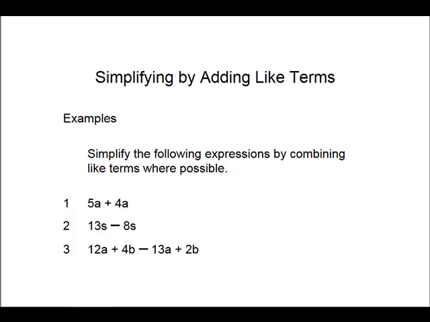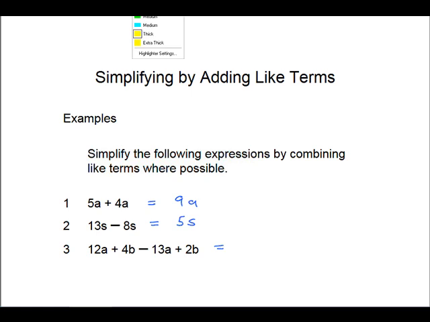So one of the important things we can do is combine like terms. We've got a few examples here. We've got 5a plus 4a. Because they're like terms, we can combine them. So the answer is 9a. 13s minus 8s is 5s.